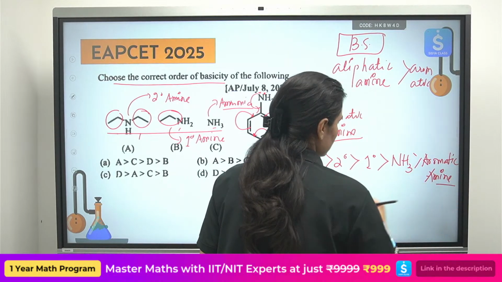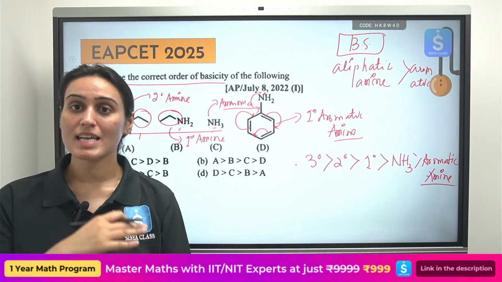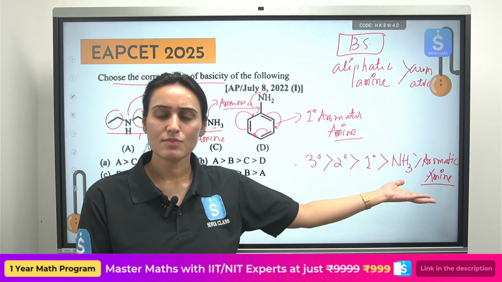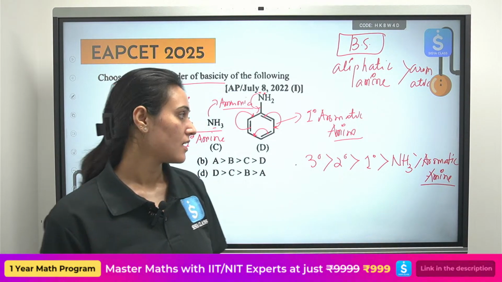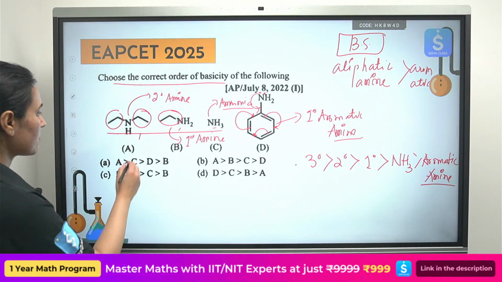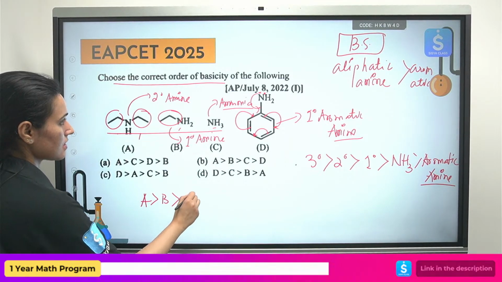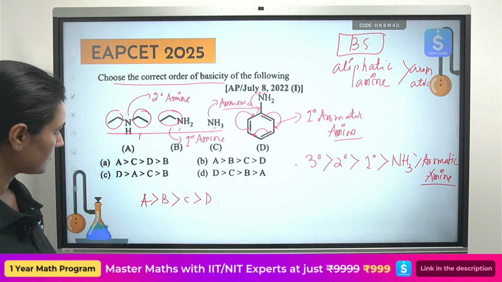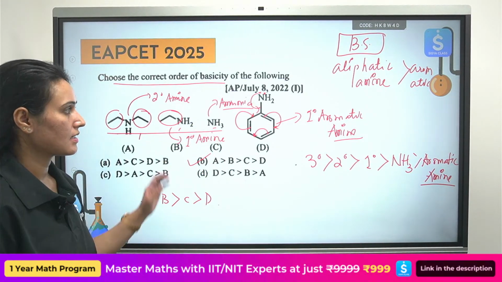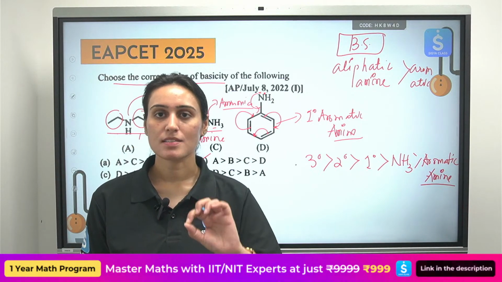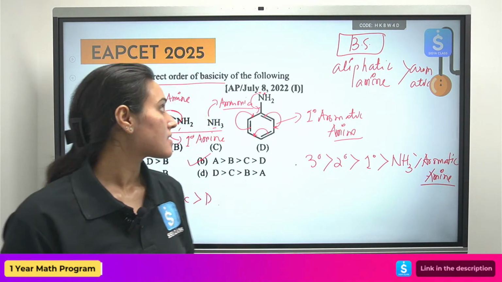Based on which particular species is asked in the question, you can choose the order correctly. In this scenario, it will be A, then B, then C, and finally D. Option B. Like that, you can compare the basic strength for different amines. See the next question.